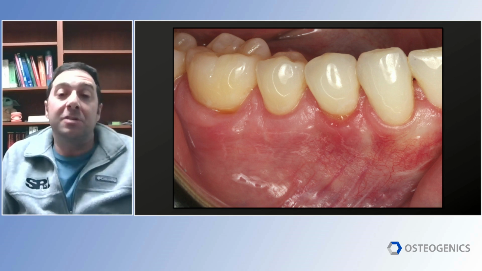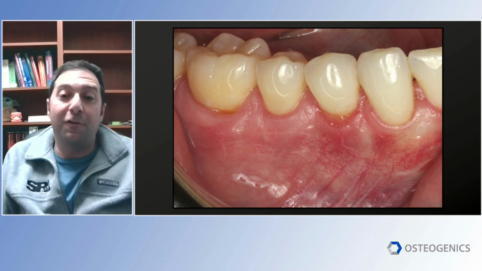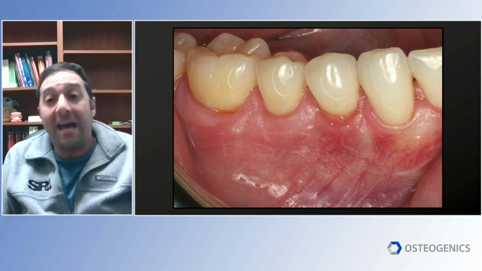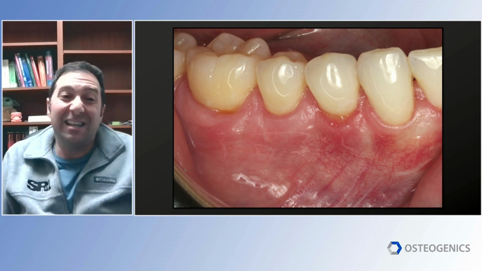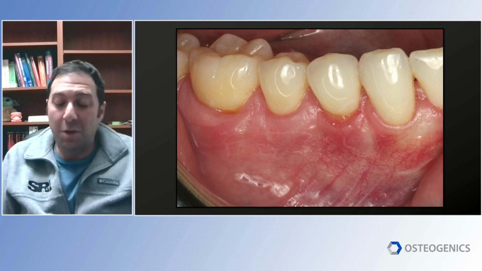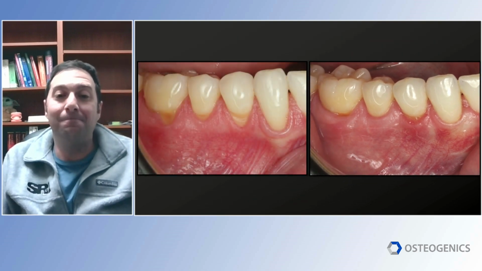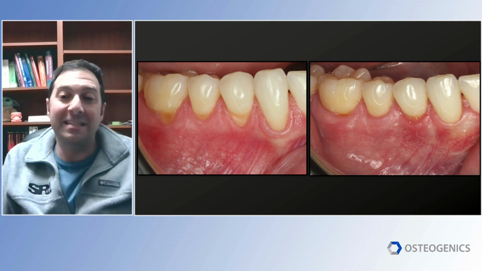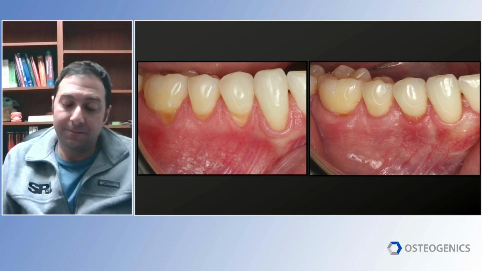Now, is there still a little bit of recession on the first premolar? There is. Is that probably to do with the fact that I had that exposure? Yes, probably. But is that still a pretty decent result when you compare the pre-op to the post-op? Yeah, pretty decent, so I was happy with it. Again, this is not autogenous tissue. This is allograft, and to me, this result with an allograft is a huge success.